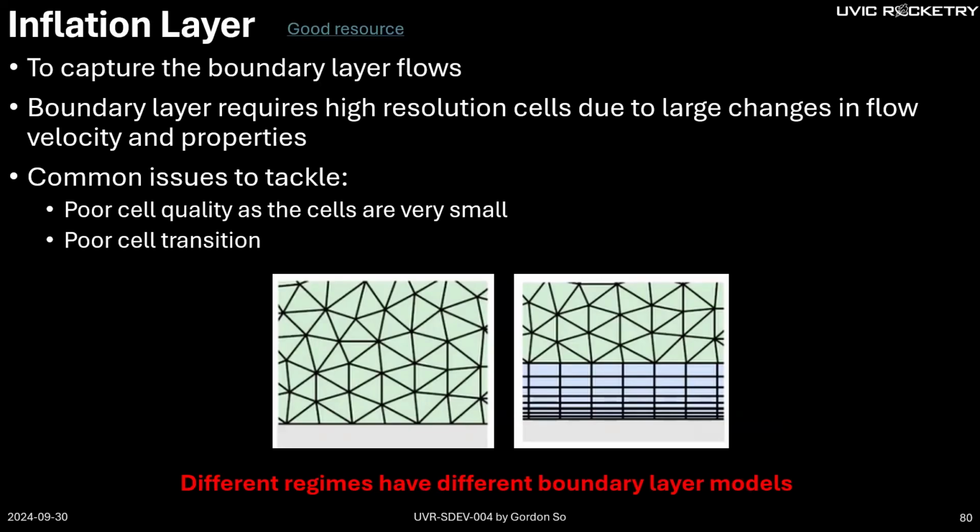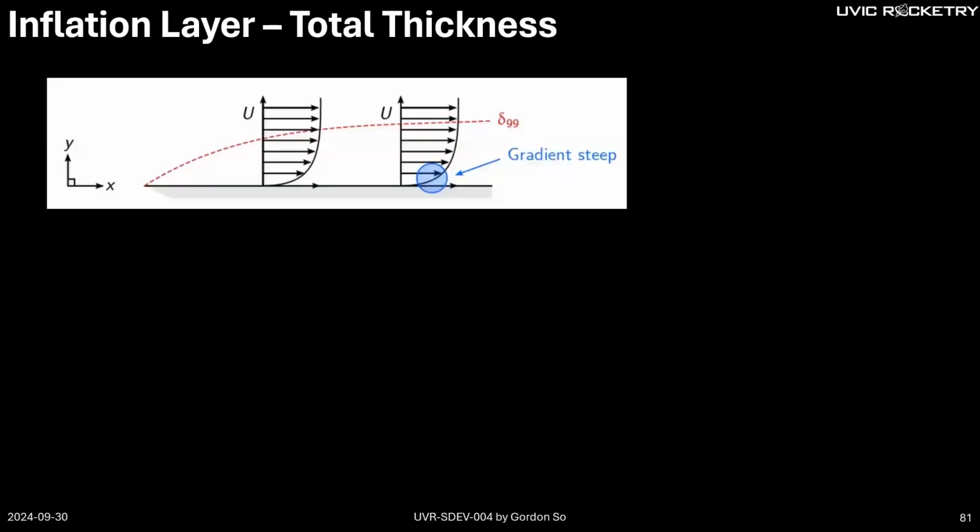So how do we size an inflation layer? How does an actual boundary layer work? On an external flow surface, flow goes through any flat face or any curvature, any face. It would develop a velocity profile. And then usually we define the 99% as the boundary layer thickness. So that is what the boundary layer is.